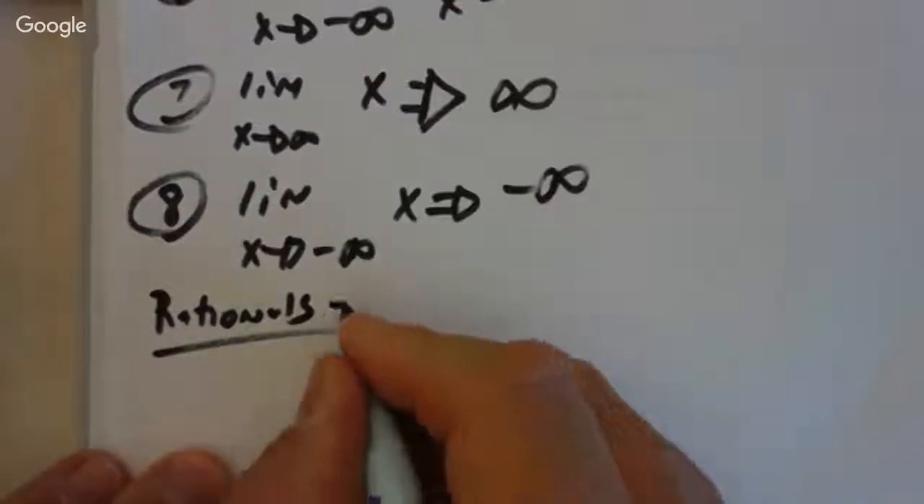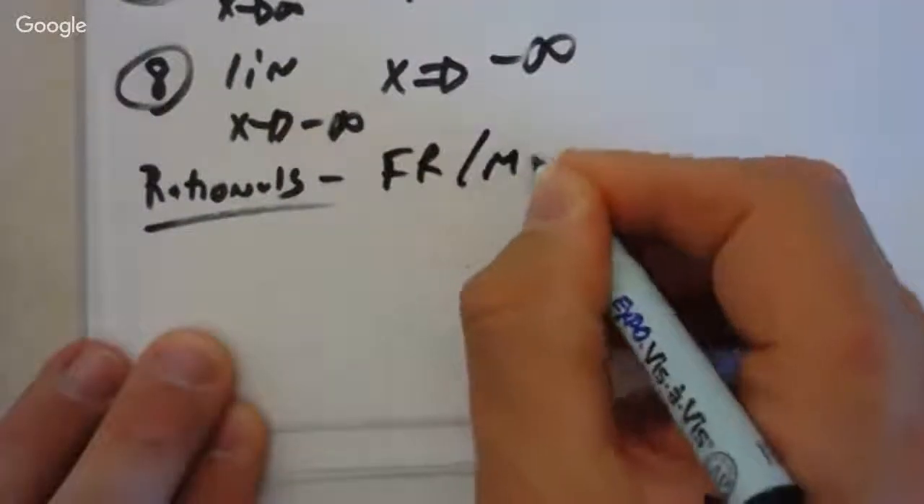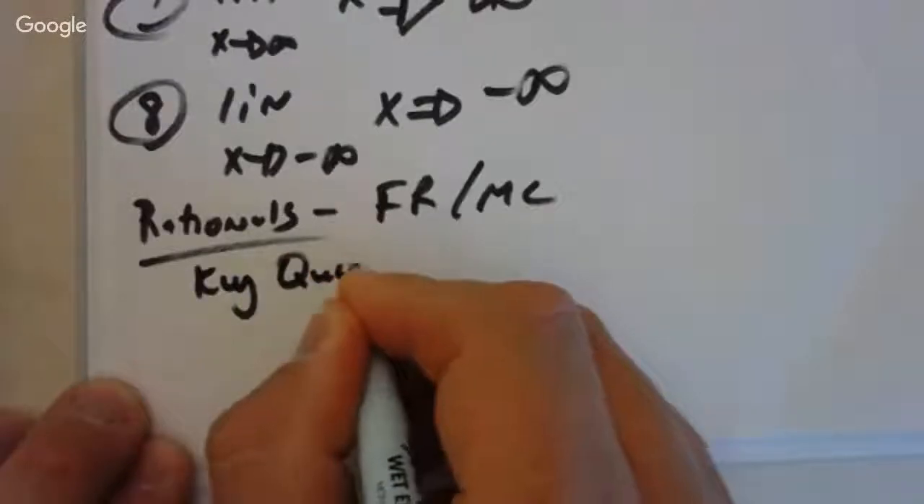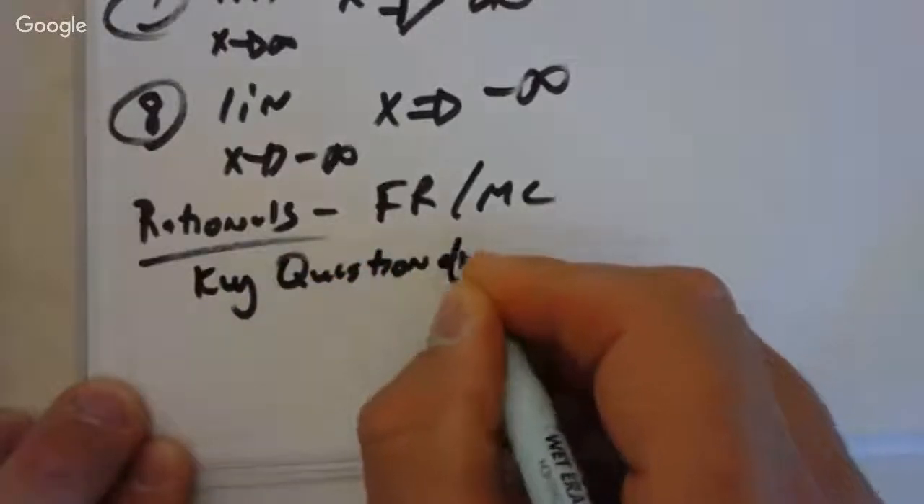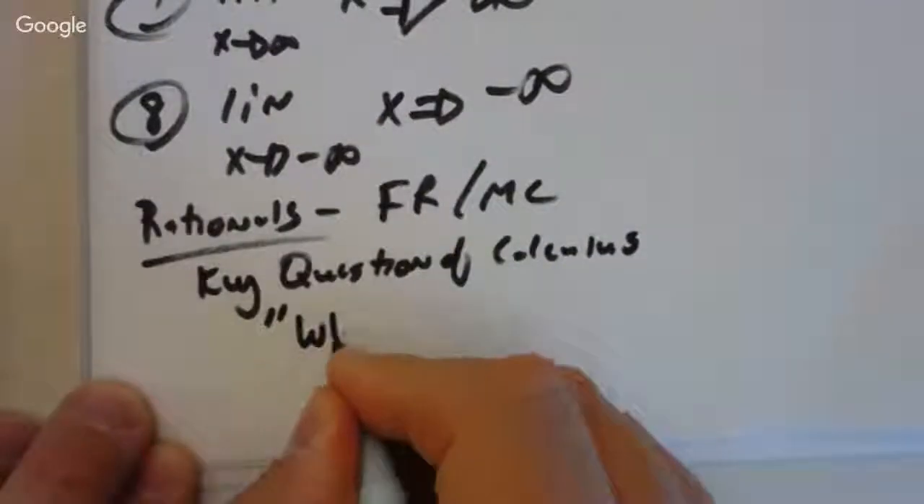So for rationals, what are we going to do? I'm going to teach you two different ways to do this. There's a free response way and there's a multiple choice way. And it boils down to that key question of calculus. What really matters?